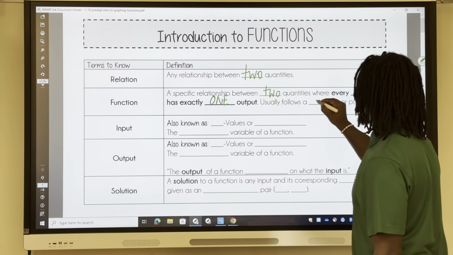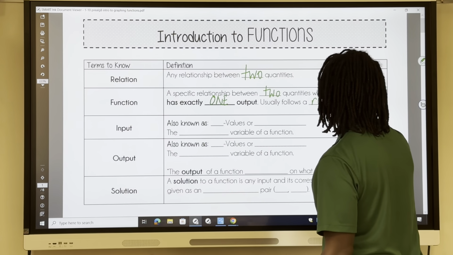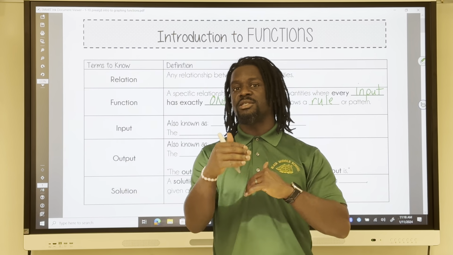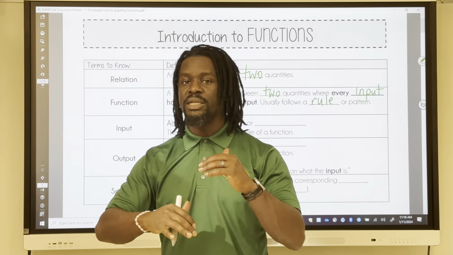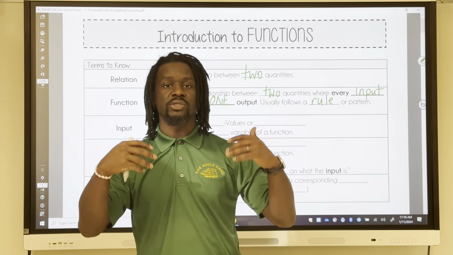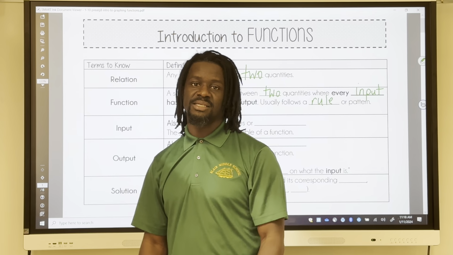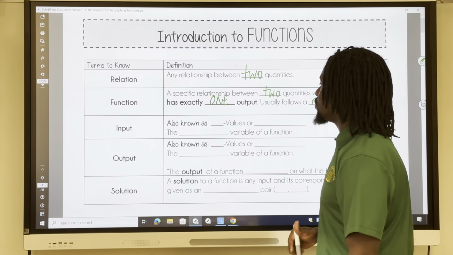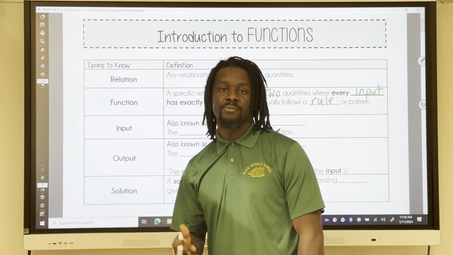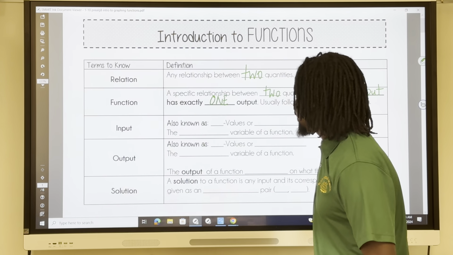And usually this follows some type of rule or pattern. Today, we're going to be talking about how to figure out what the pattern is. What is the relationship between these two numbers? That's what we're going to be looking at today. But I want to continue by giving you some vocabulary from last time and then expanding on that a little bit.